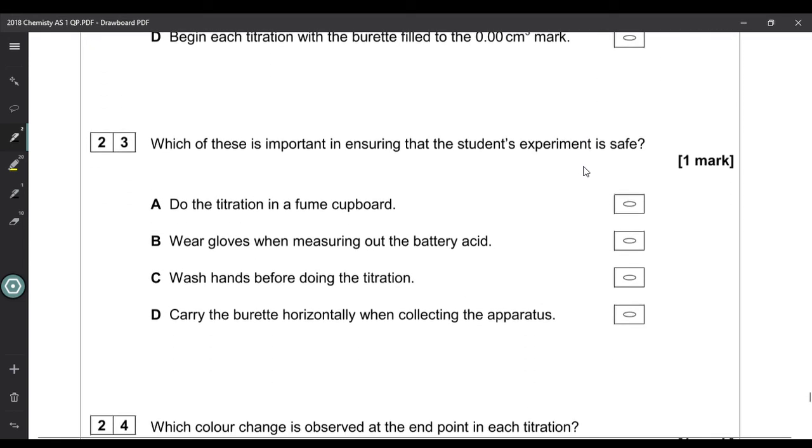So this is wear gloves while measuring out the acid. Hopefully you've all carried this out, when you work with acids in the lab, you are wearing gloves. Another reason why you're wearing gloves.